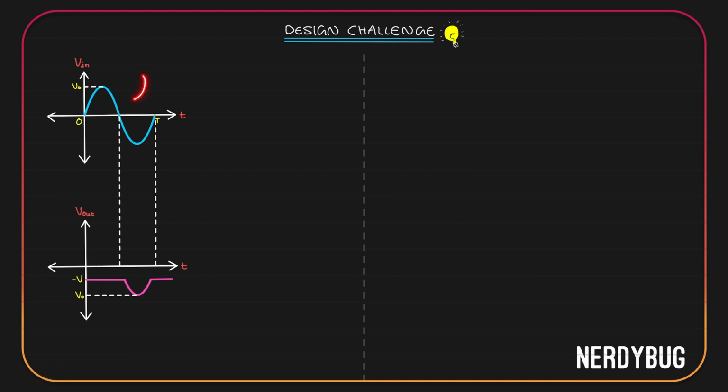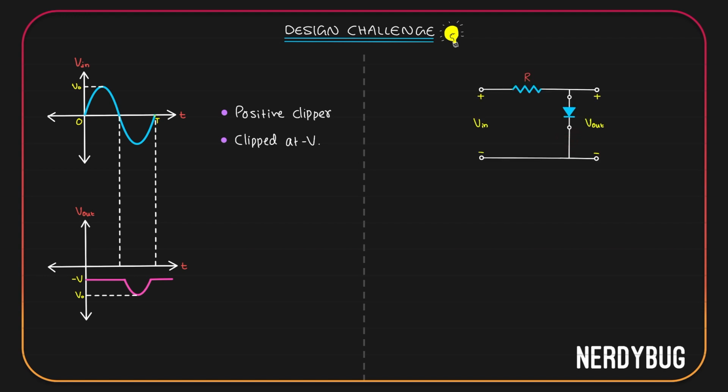Again, we have the same sinusoidal input. In the output, the clipping has happened at minus V. Again, the upper part is being clipped, so we can take a positive clipper, but the clipping should happen at minus V. Let us start by taking a positive clipper circuit.